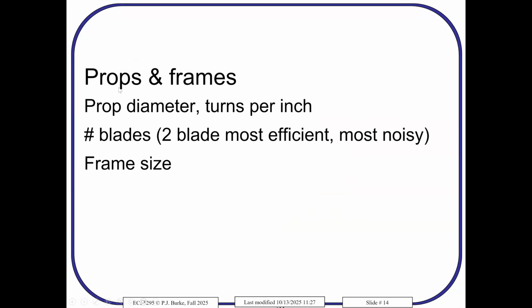Okay, so that's the motor theory. Now the props and frames. So prop is specified as diameter and pitch and number of blades. 2 blades being the most efficient, but the most noisy. The short reason why they're the most efficient is that the more blades, the more the friction. So 2 blades are the most efficient.